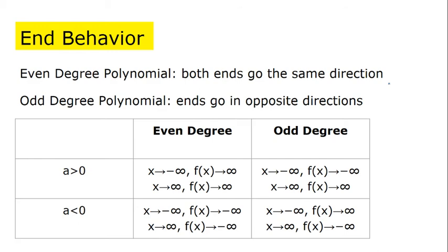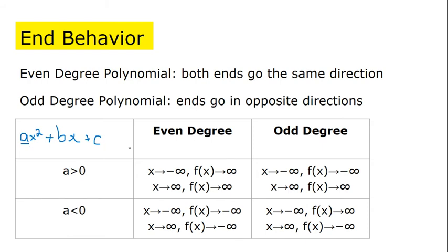Now in order to figure out which one goes which way for your odd, or which way both ends go for an even function, it's going to depend upon your leading coefficient. So the leading coefficient is the coefficient that's on the highest degree term. So let's say that we have a quadratic. We have ax squared plus bx plus c. That means that my highest term is x squared, so that coefficient in front of x squared is going to tell me which way they point.